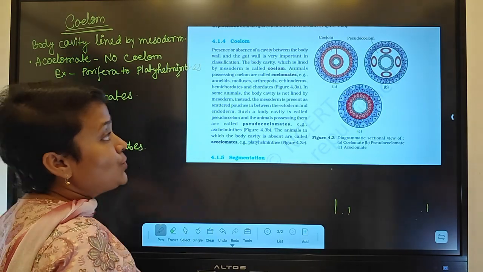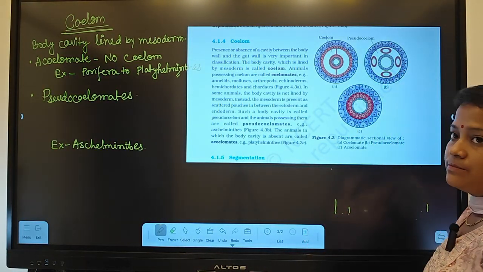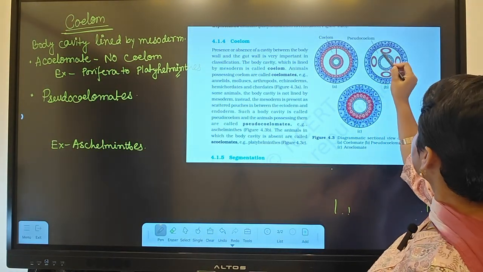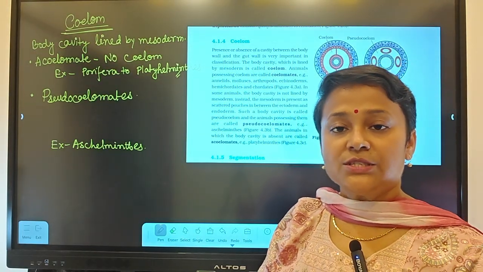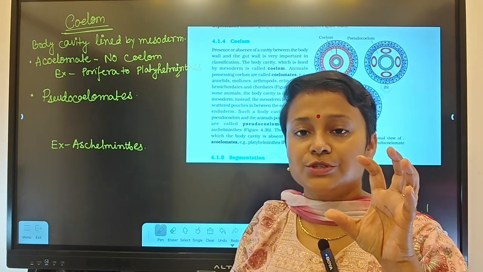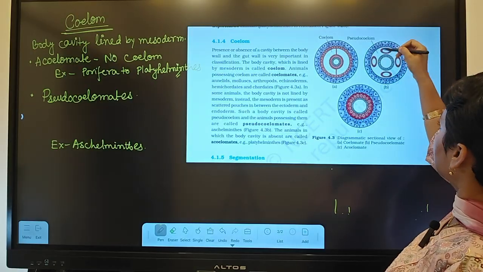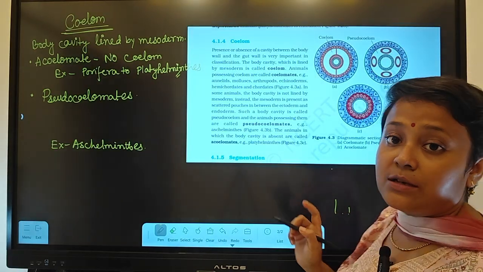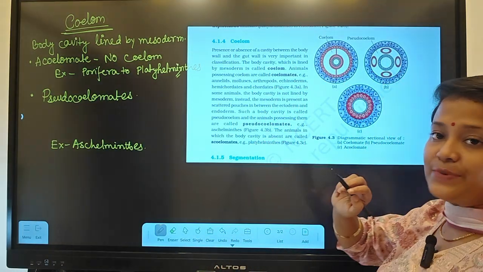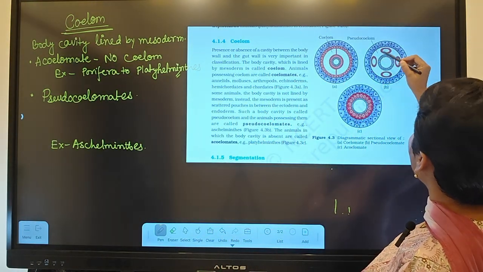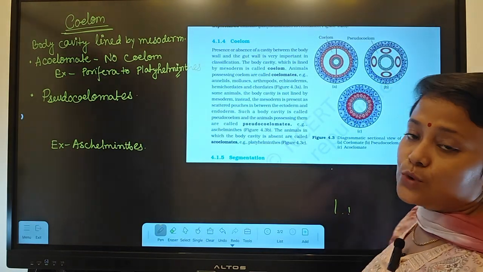Acoelomates. So what is happening there? We know there will be ectoderm and endoderm. Mesoderm, here it is not continuous. Instead of continuous mesoderm, mesoderm appeared as pouch, scattered pouch or bag. This kind of coelom will be called as pseudocoelom. So where the coelom is present between the two pouches, between the two pouches, this cavity is called as pseudocoelom.